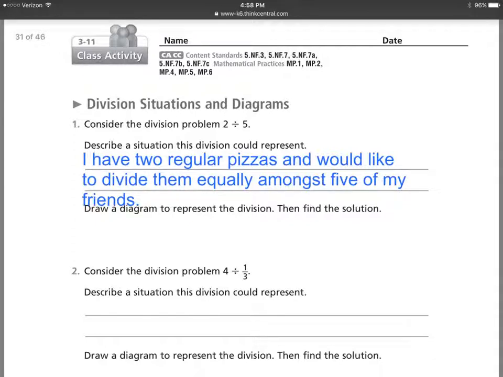So now I'm being asked to draw a diagram to represent this division problem. Then I have to find the solution. How much will each of my 5 friends receive after I divided the pizza up?